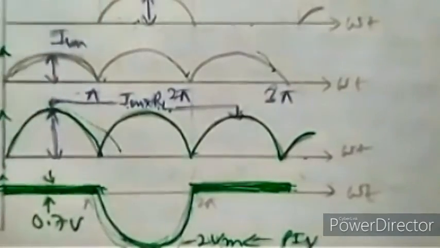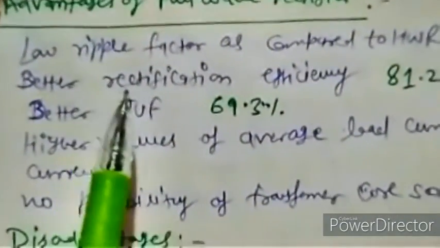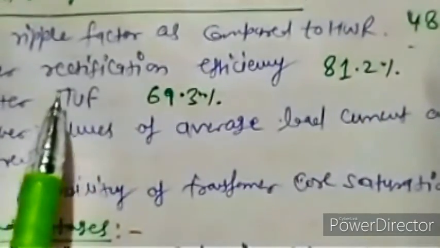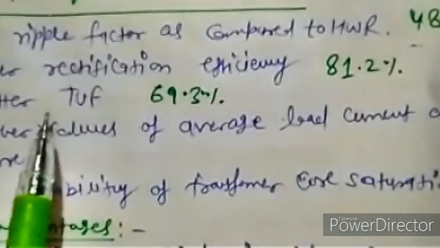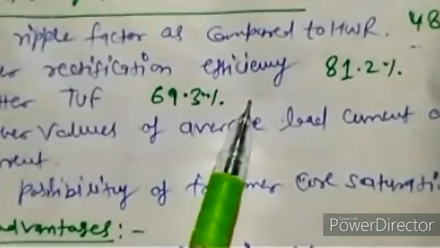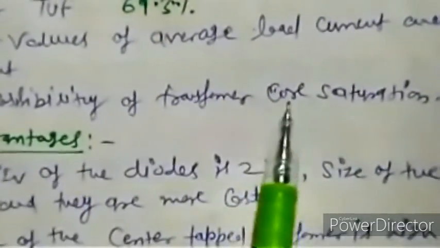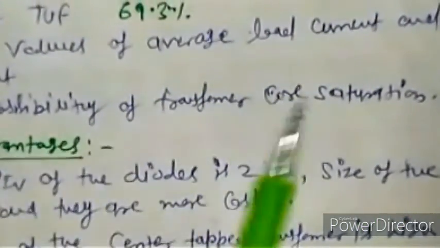In the next lecture we will discuss the next type of rectifier, which is the bridge rectifier. But first, let us see the advantages of the full wave rectifier. It has a low ripple factor of 48% as compared to the half wave rectifier, better rectification efficiency of 81.2%, better transformer utilization factor of 69.3, higher values of average load current, and no possibility of transformer core saturation. These are all the advantages of the full wave rectifier.